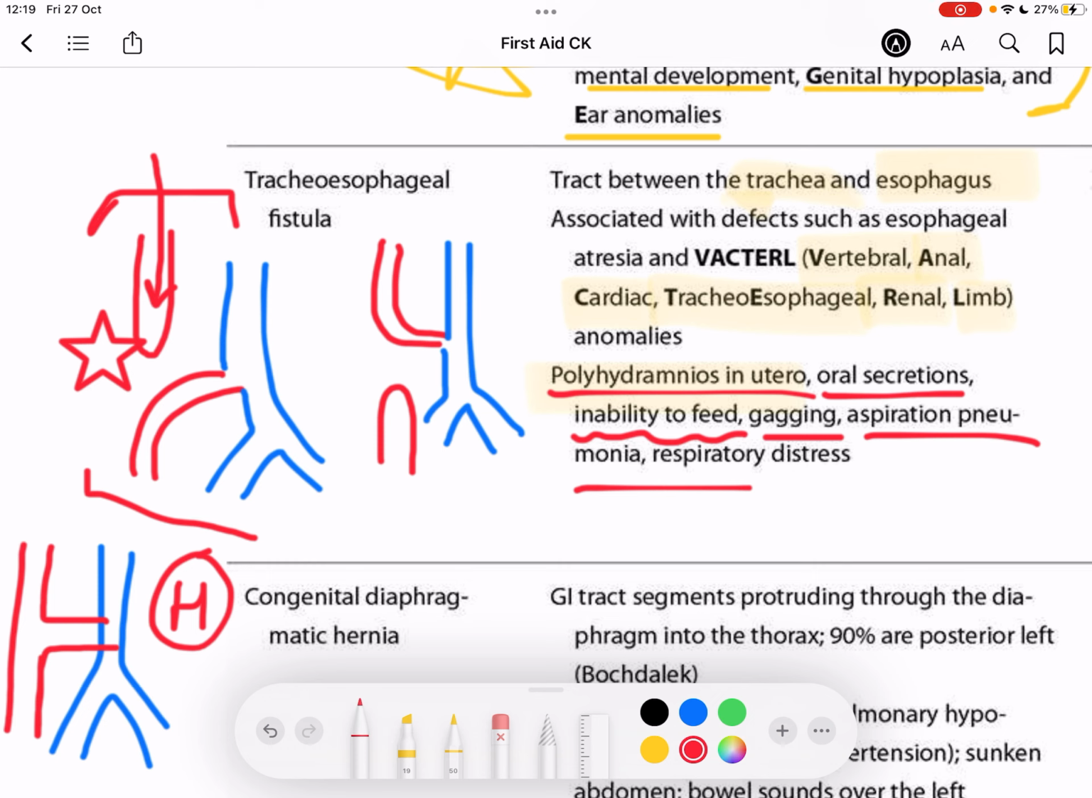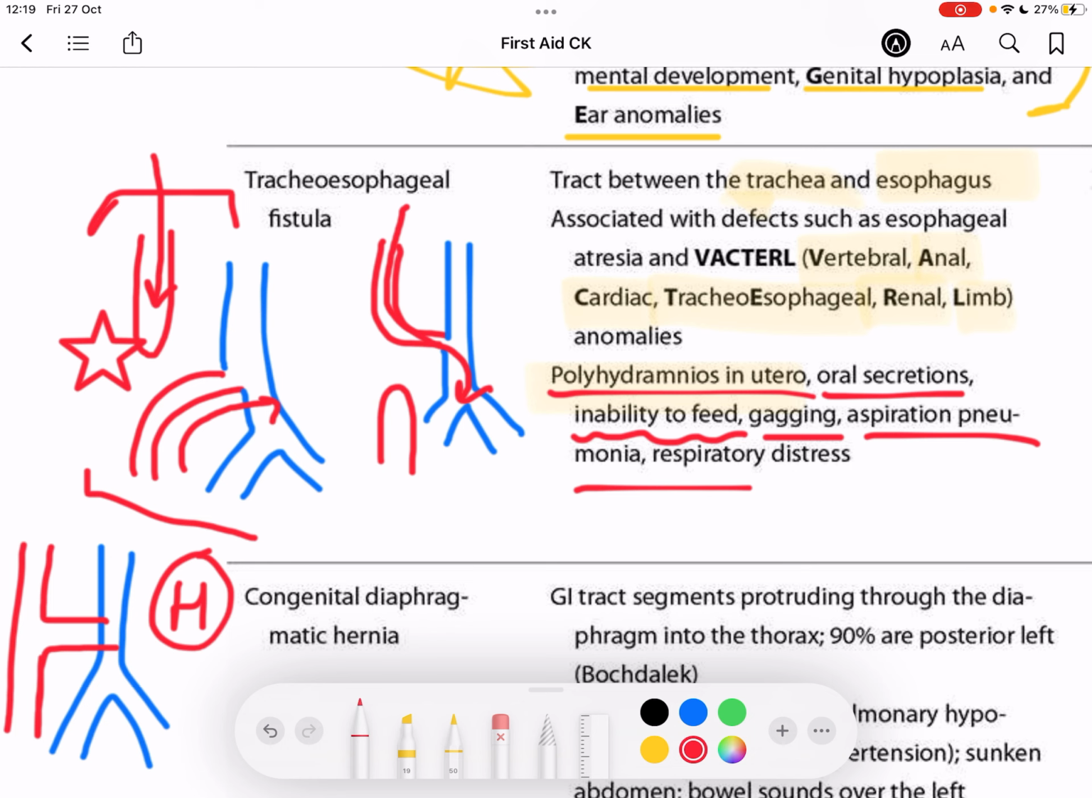Okay, potentially aspiration pneumonia. Why could this cause aspiration pneumonia? Because we can have gastric content going into the airway, or we can have food, when the baby does feed, going directly into the airway. So it depends which one we have.